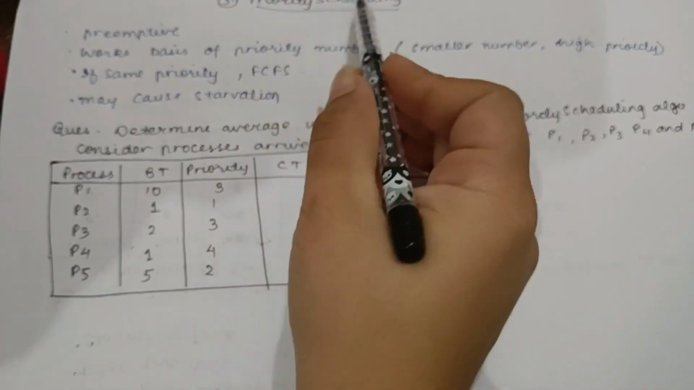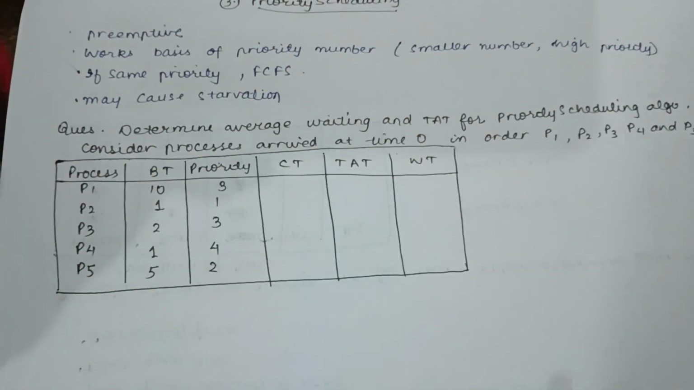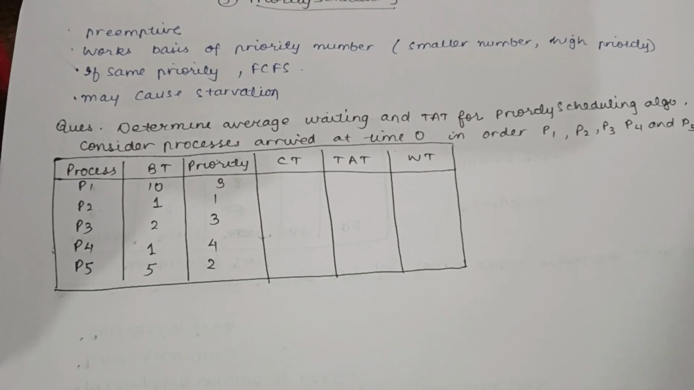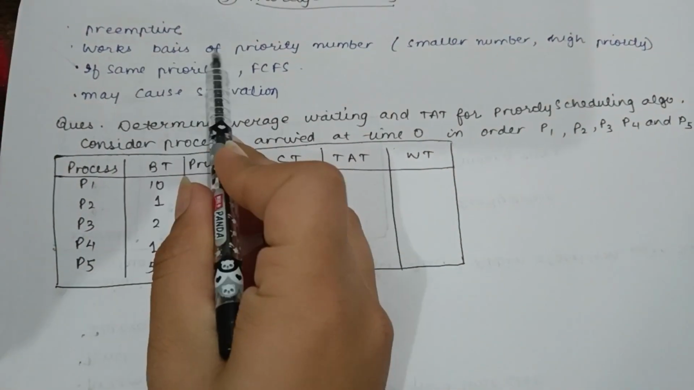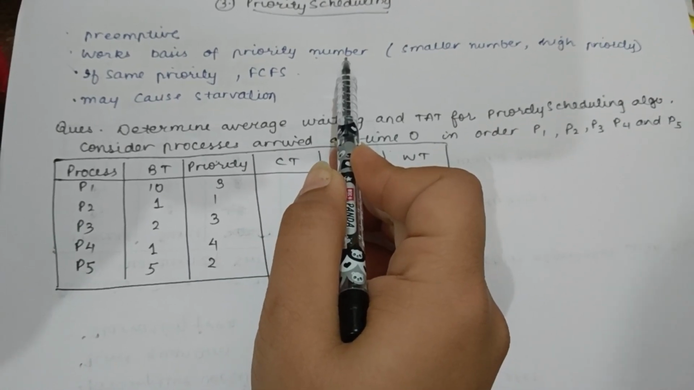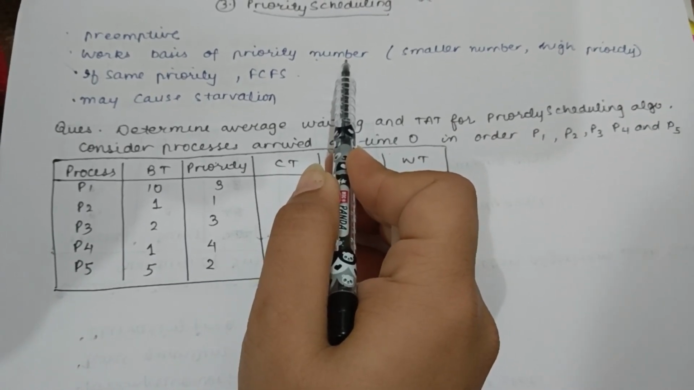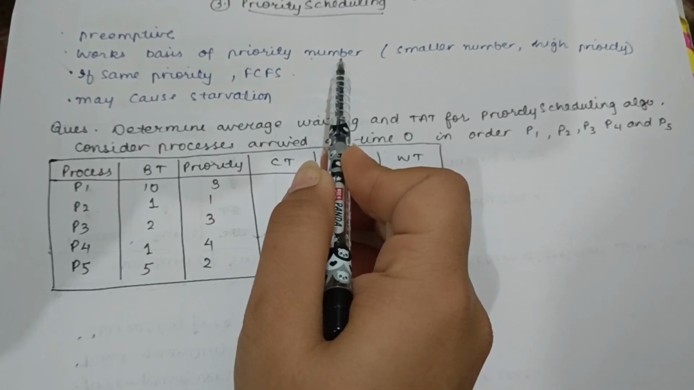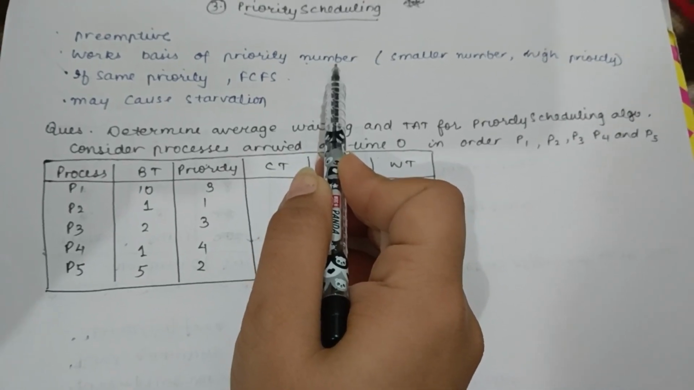So here it is always of preemptive type, because once we have the priority, we are going to preempt the task and move to the other task, and it works on the basis of the priority number. Smaller the number, higher the priority. For example, we have 3 processes which are given the priority 3, 2, 1. So the process P3 which has the number 1 is of highest priority. So smaller the number, higher is the priority.